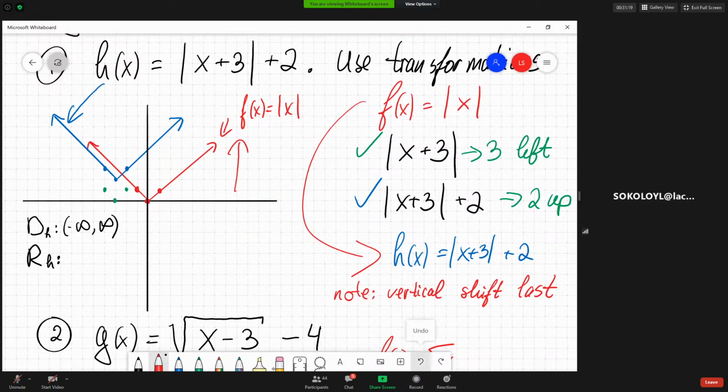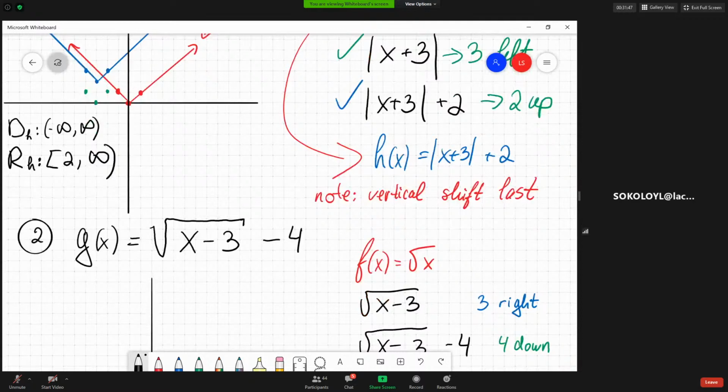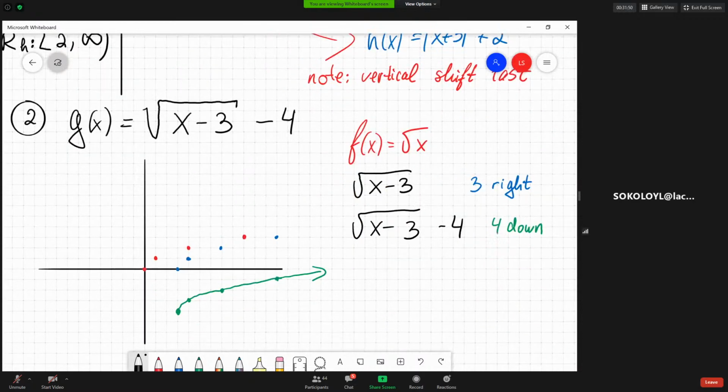But when we move stuff around, we have to be a little more careful. The range is affected by the vertical shift in this case. So the vertical shift makes us go up 2. So the new range is going to be, and we could see it from the graph even easier, we now can start at 2 and go to infinity for the new range here, because there's no function values below 2 there.